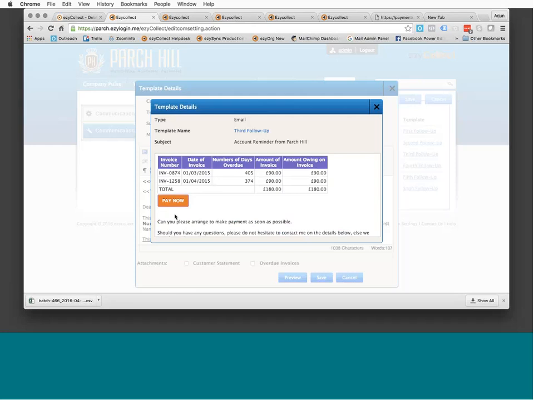And what you'll notice is there's a little Pay Now button here as well, which is a really effective way to get paid faster. In every template, you can add a Pay Now button if you want to, wherever you want to put it. And that's used as a way to actually physically collect payment from your customers 24/7.